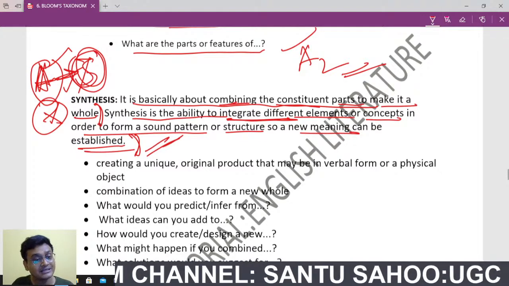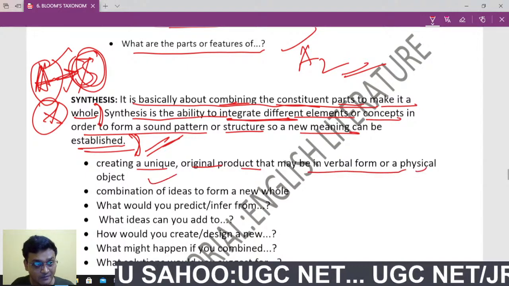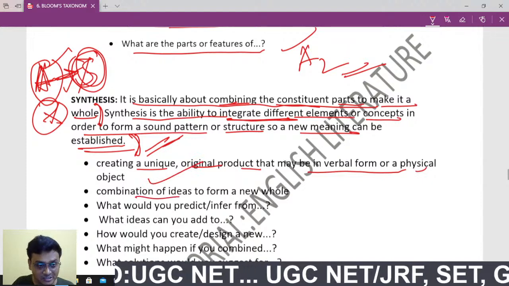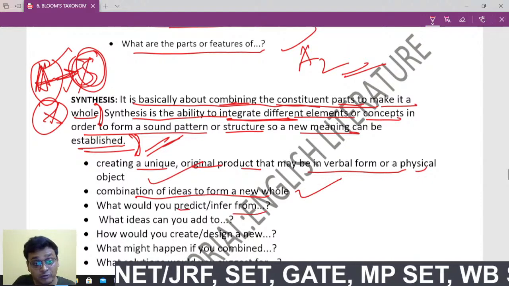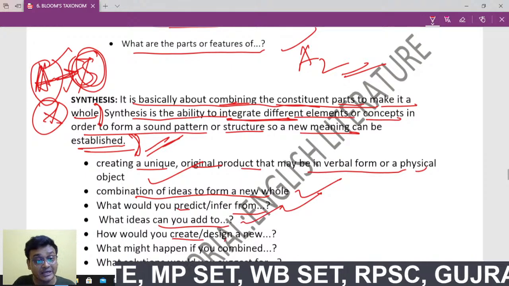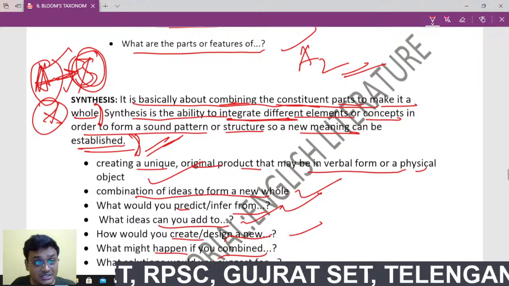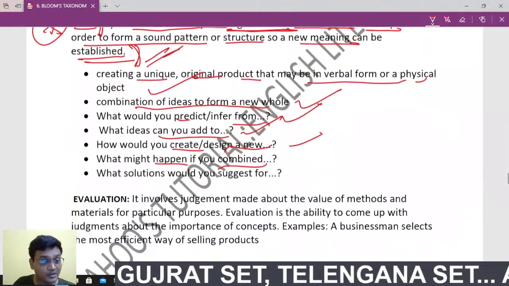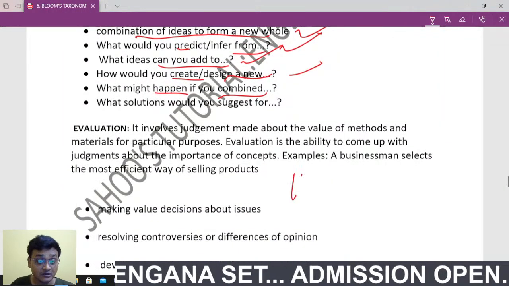Like creating a unique original product that may be in verbal form or a physical object, a combination of ideas to form a new whole. What would you predict or infer from this? What ideas can you add to? How would you create a design anew? What might happen if you combined? So these are syntheses. And last one, this is the higher order.